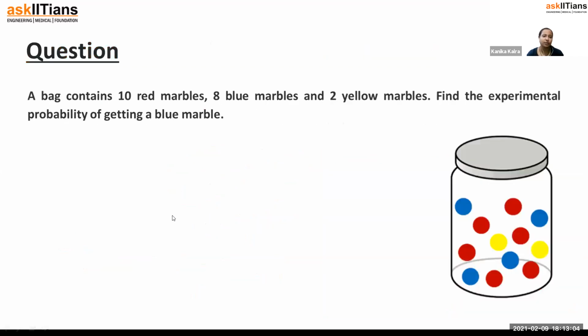Let's look at a question. A bag contains 10 marbles, 8 blue marbles and 2 yellow marbles. Now you have to find the experimental probability of getting a blue marble. Read the question carefully. Experimental probability. So you have to assume how many trials you are taking. Let's say you are taking 10 trials in an experiment. We are simply assuming it.